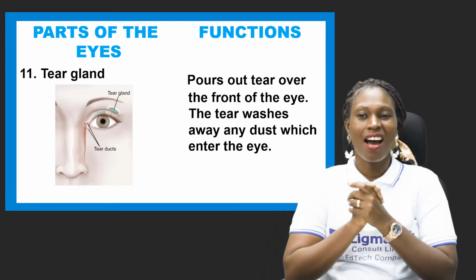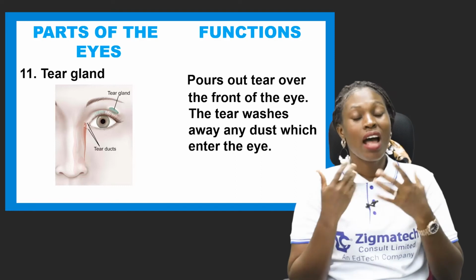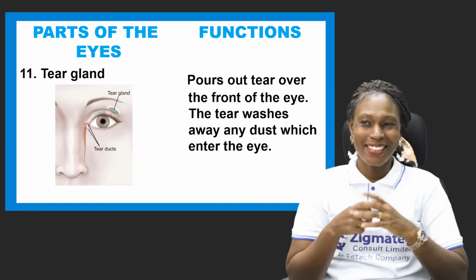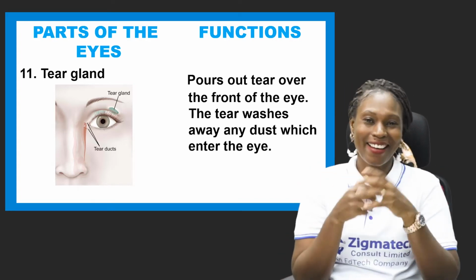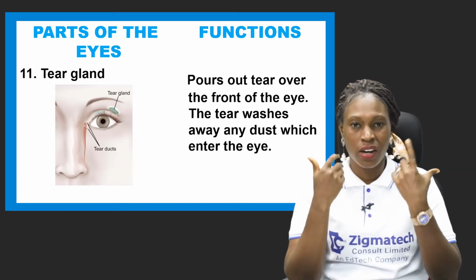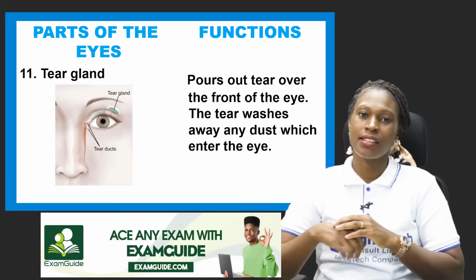Now we have the tear gland, the tear ducts. Now it pours out tears over the front of the eye. The tear washes away the dust which enters the eye. So we can say sometimes it's good to cry, because what happens, you're washing off dirt from the eyes. That's what the tear gland does.